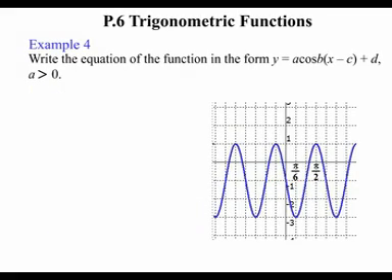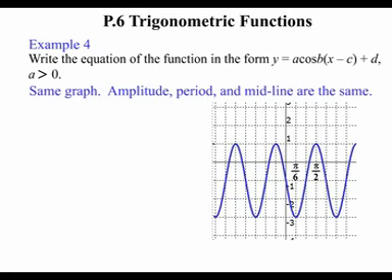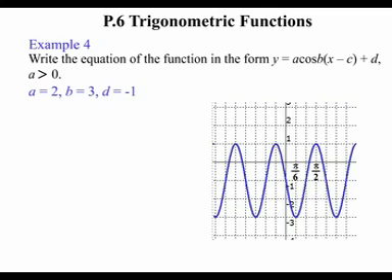Example 4 looks pretty much exactly like example 3, except we've got cos instead of sine. Same graph, same a greater than 0. We just got to write it in terms of a cosine function. And really it's pretty easy because we already know a, b, and d. We don't know c, but our a, b, and d do not change. Okay, so a is 2, b is 3, d is negative 1. We just need to determine our c value.